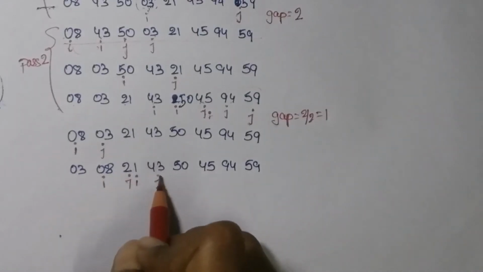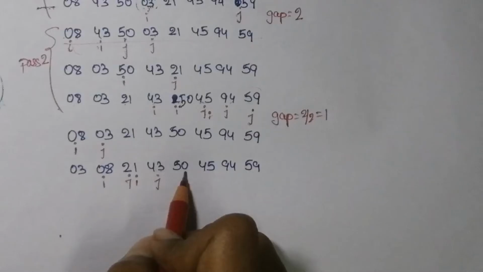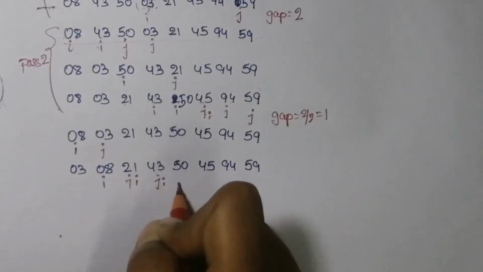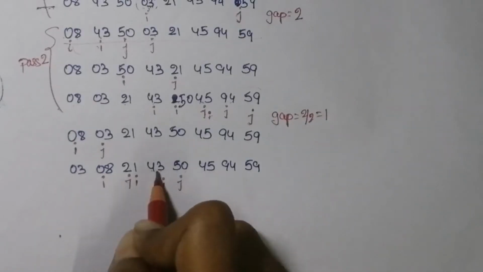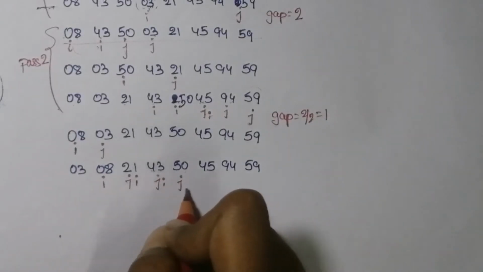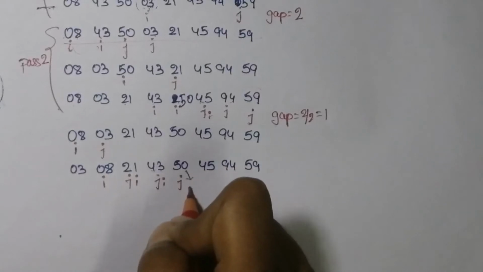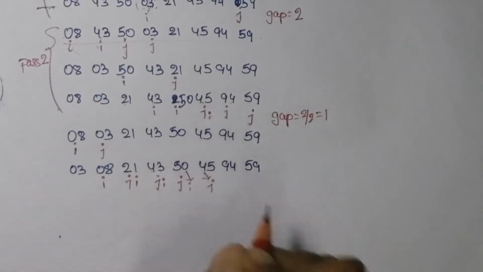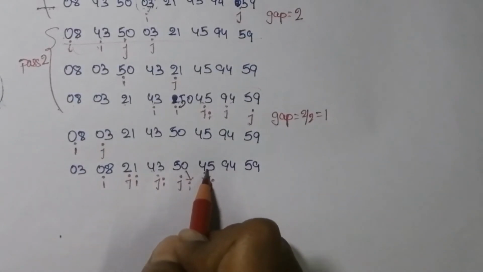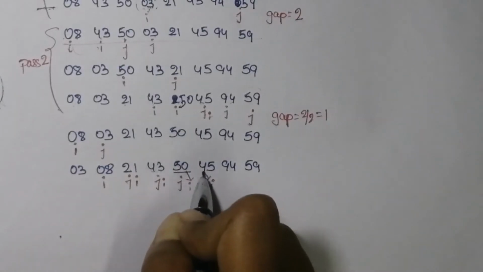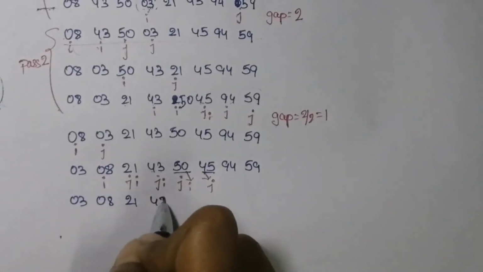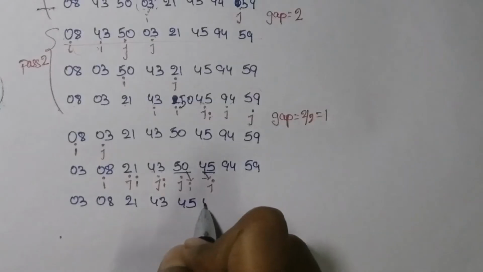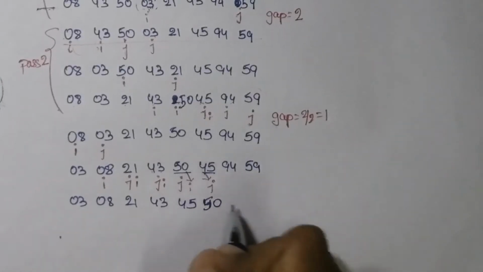No need of swapping. Then again both the indices will be incremented and i will be here and j will go to here. Is 43 greater than 50? No, so no swapping, and we will increment the indices. So i will be at this position and j will be at this position. Now is 50 greater than 45? Yes, so we need to swap the elements. So these two elements will be swapped. So our array will look like this. Here we have swapped 45 and 50.